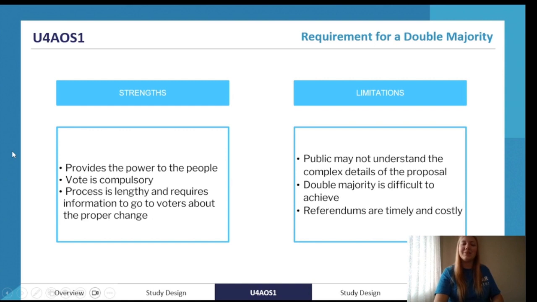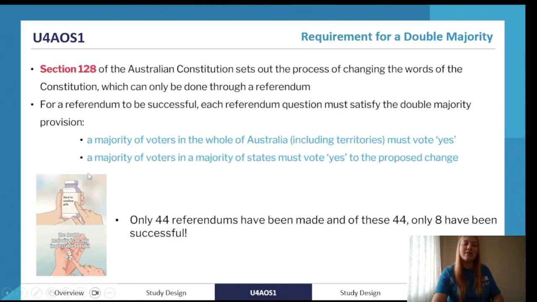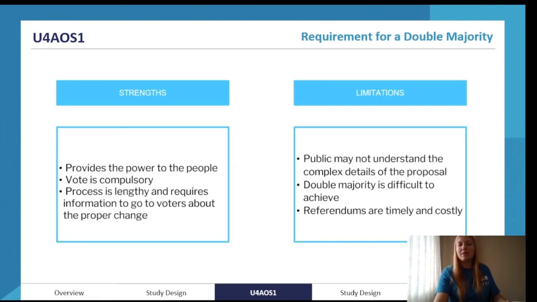So leading into the next limitation, the double majority is difficult to achieve. As you might predict, it is the second requirement that is very, very hard to achieve, not as much as the first one: a majority of voters in a majority of states. More than 50% in 4 out of 6 states. That means only 2 states can have anything less than 50%, making it very difficult.